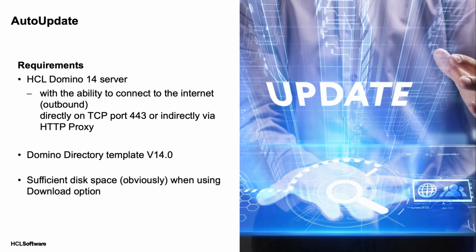Starting point is requirements. So what do you need? To no surprise, well, you need a Domino version 14 server. That is a server that must have a connection to the internet, an outbound connection. Well, it is TCP on port 443. Of course, it is also possible to support a proxy connection. So if your Domino environment is not able to connect directly to the web, an outbound proxy can be used as well.